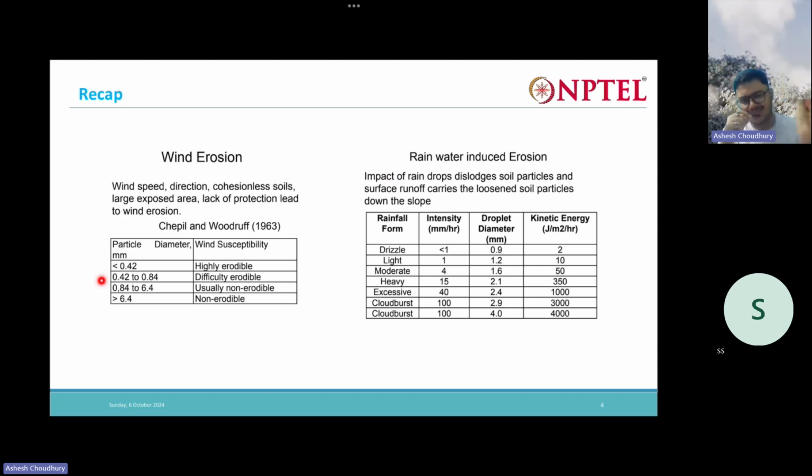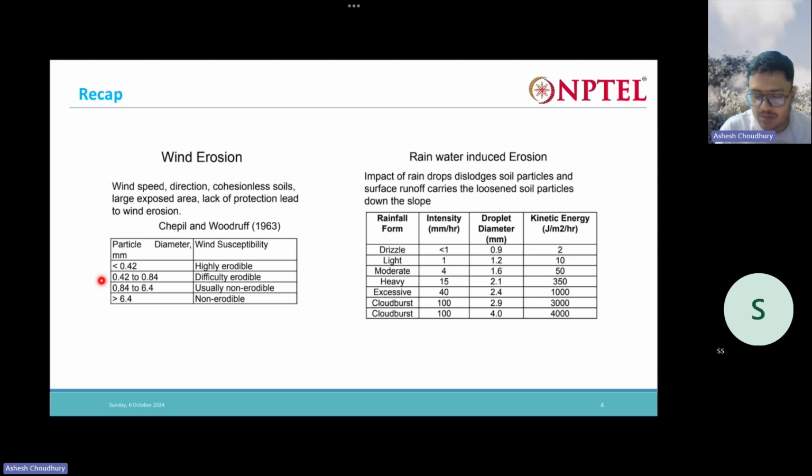Larger size means it is heavy, right? If it is heavy, it is difficult for the wind to carry it, so we are calling it non-erodible. But if it is a smaller size, lighter material, lighter particles, it can be easily carried by the wind.